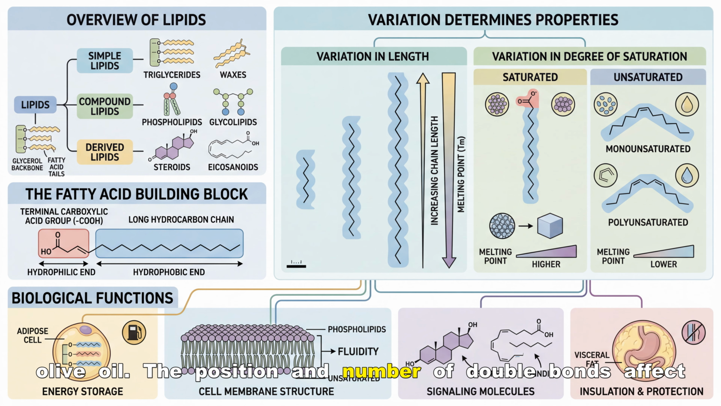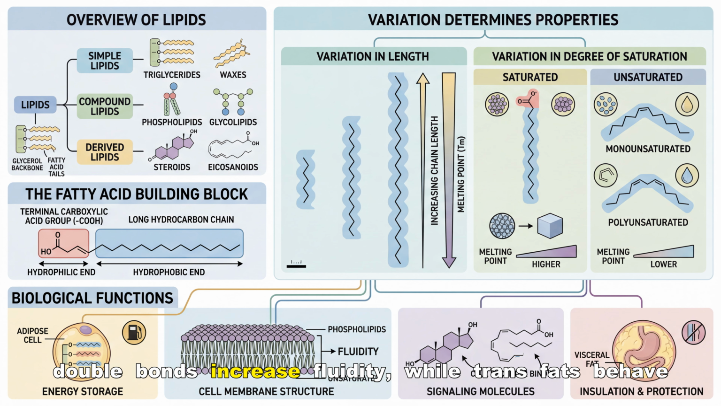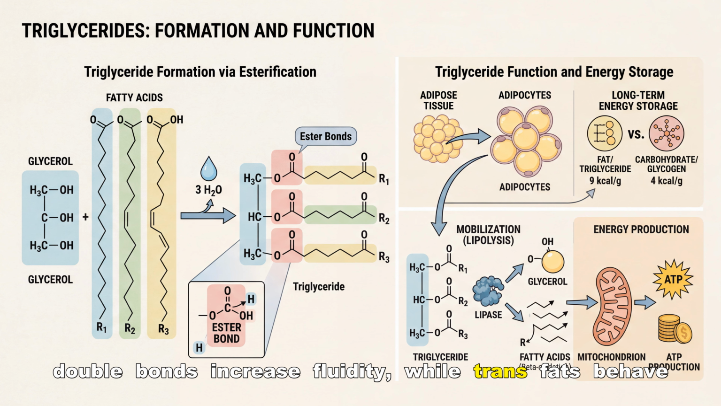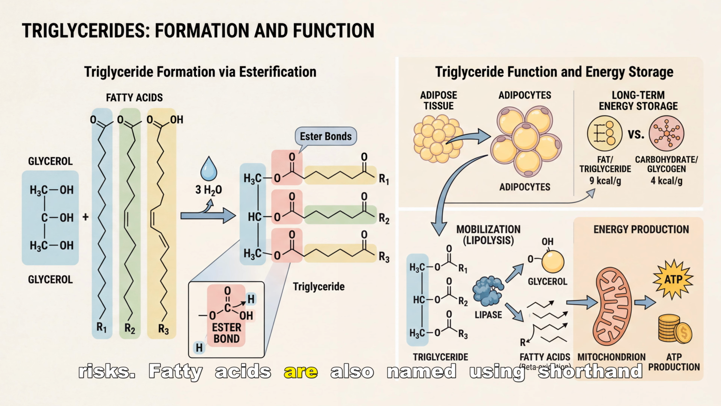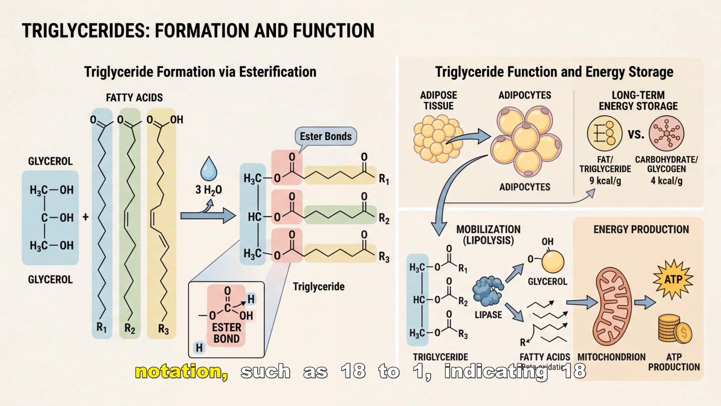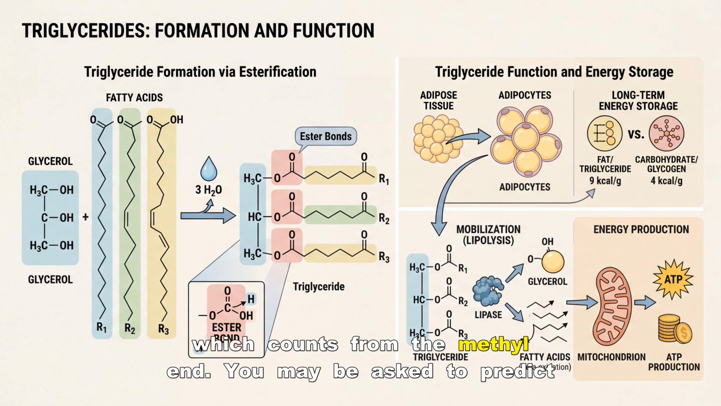The position and number of double bonds affect melting point, membrane fluidity, and metabolic processing. A key concept for the MCAT is that cis double bonds increase fluidity, while trans fats behave more like saturated fats and are associated with health risks. Fatty acids are also named using shorthand notation, such as 18:1, indicating 18 carbons and 1 double bond, and omega numbering, which counts from the methyl end.